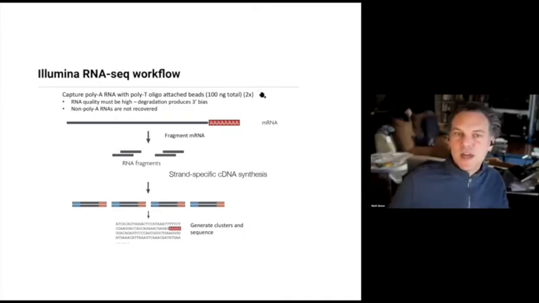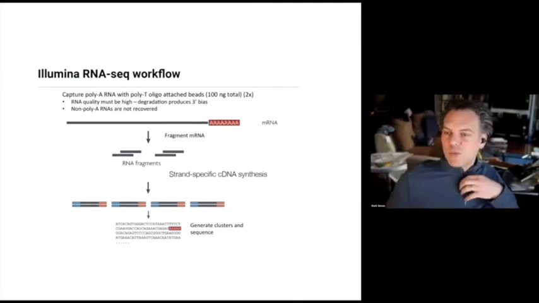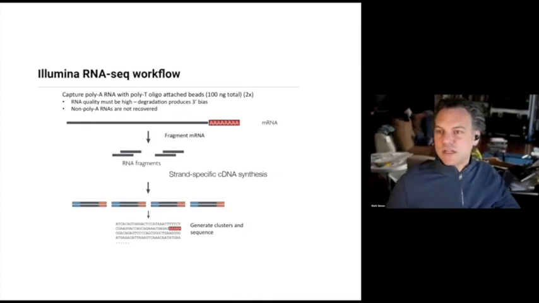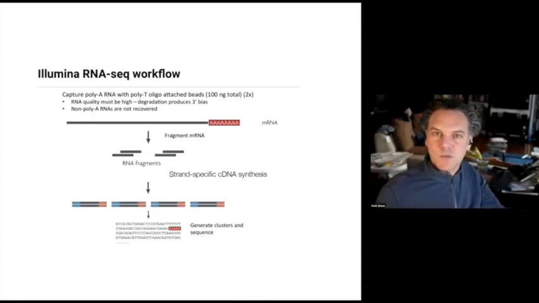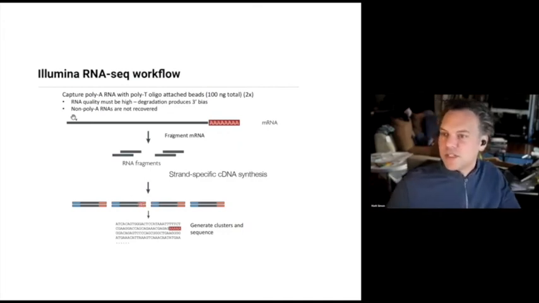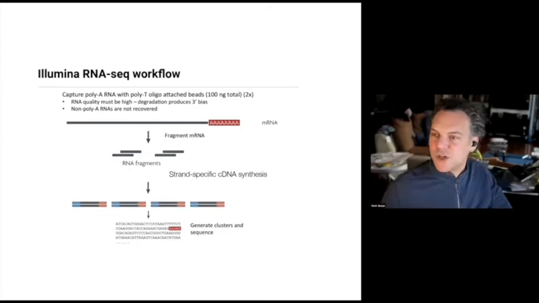The idea is we can go through all this and eventually we get back to the same position we were in before, which is that we have double-stranded DNA with known adapters at the end where those adapters have been designed so that we can put them onto an Illumina sequencing instrument, and the YCGA will then send you your reads and you can align them to the genome.